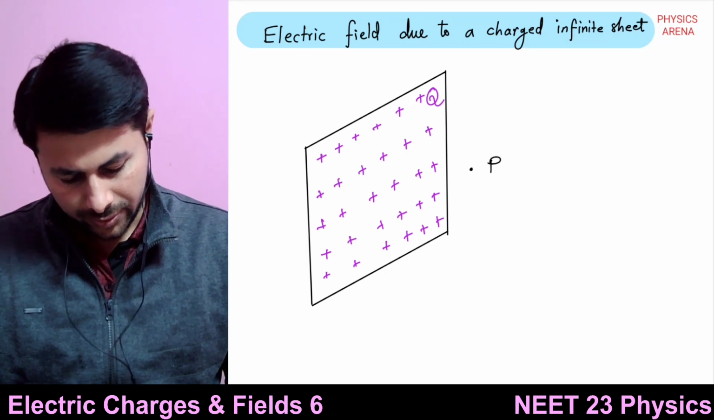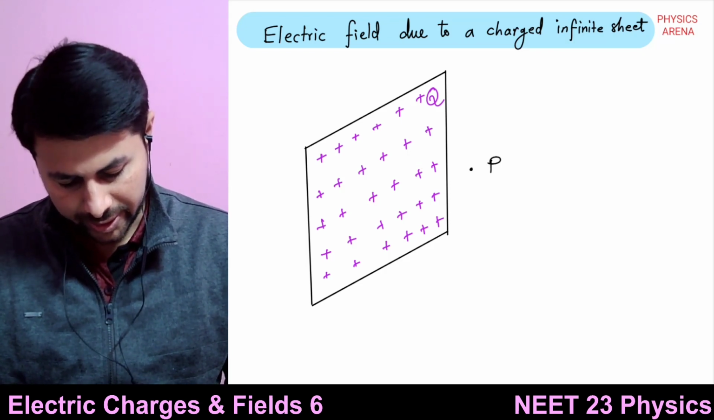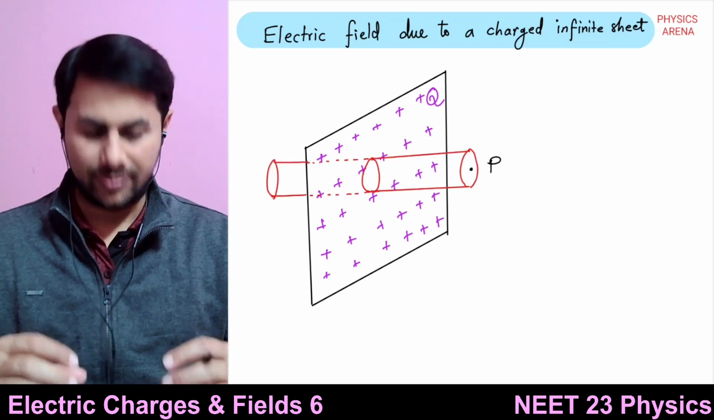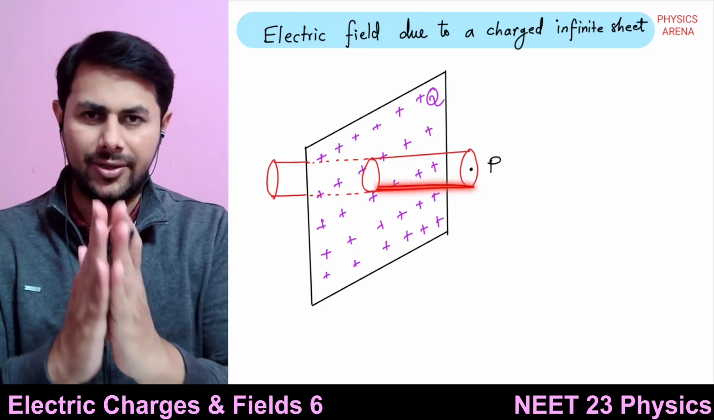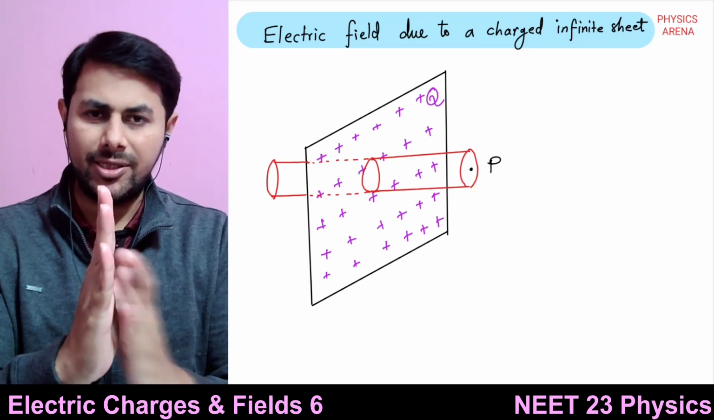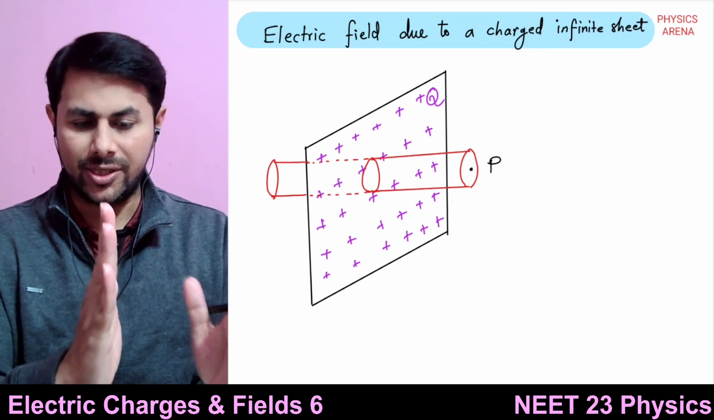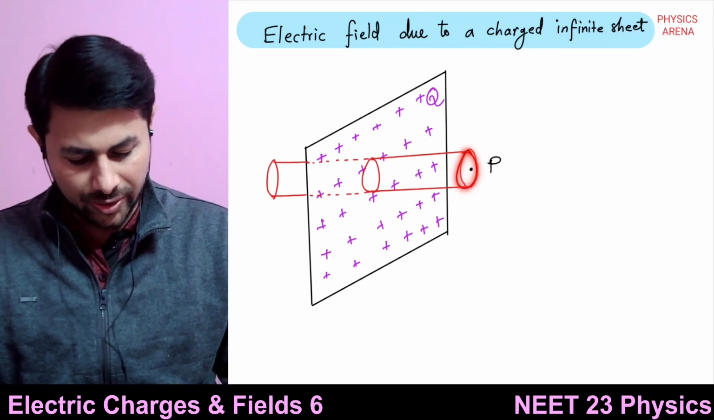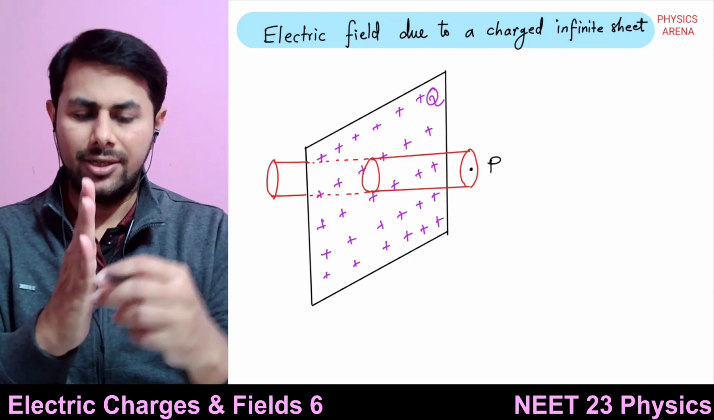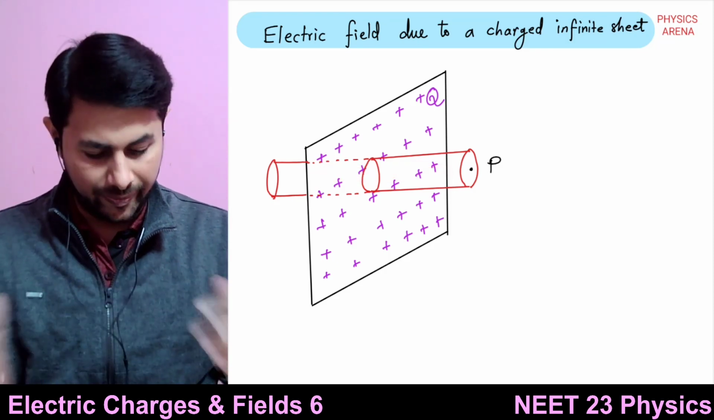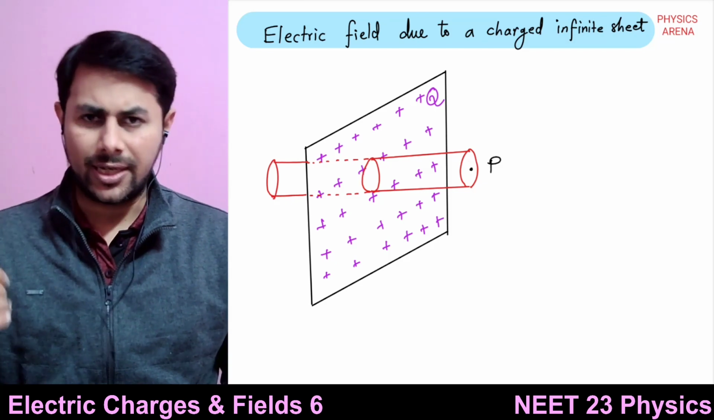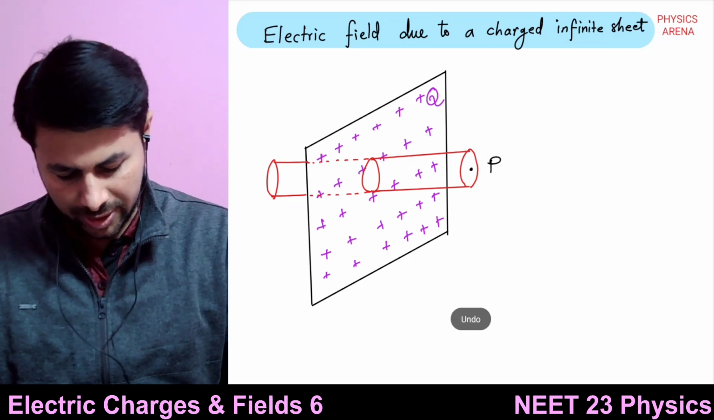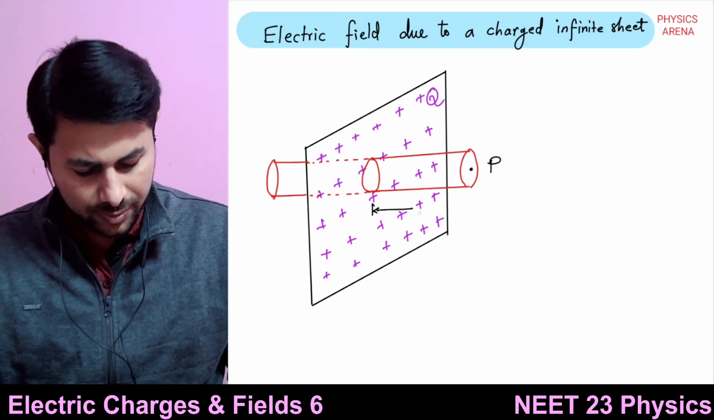Now this point P is at some distance from the sheet. Can you imagine this? This cylinder, half of the cylinder is on this side. This is the charged plane sheet. Half of the cylinder is on this side of the charged plane sheet, and the remaining half is on the other side. So the Gaussian cylinder is penetrating that charged plane sheet, right? So you take this point which is at some distance, let's call this much distance equal to A.